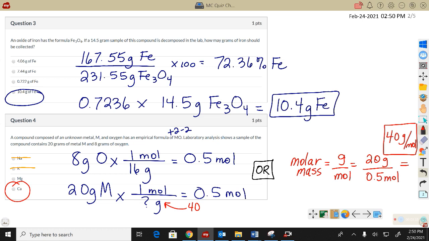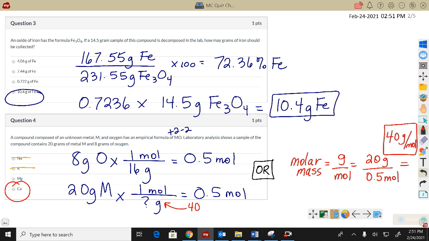Now, there's these laws of composition. One of them is the law of definite composition that says that any form of this Fe3O4 has to have the same composition. Any sample is about 72% iron by mass. So I can take that percentage, use it as a decimal, and multiply by the mass of my sample. So about 72% of my 14.5 gram sample should be iron, which leaves me about 10.4 grams. That's good stuff. Oh, I love that calculation.